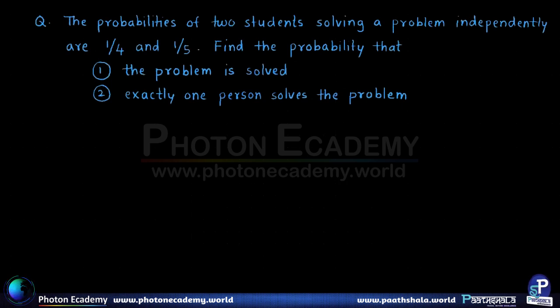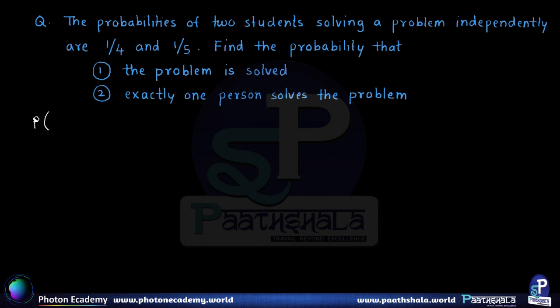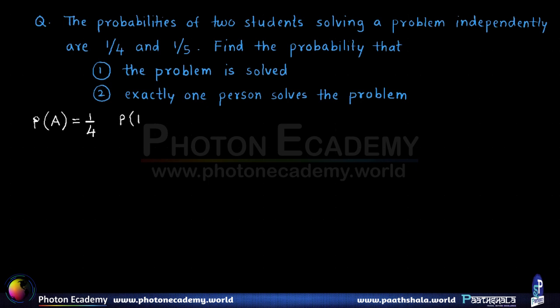Now let us translate this into symbols. Let's call the events of the two students solving the problem A and B. So P of A is equal to 1/4, where A means person A has solved the problem. And secondly, P of B is given to be 1/5, which means the second person B has solved the problem.